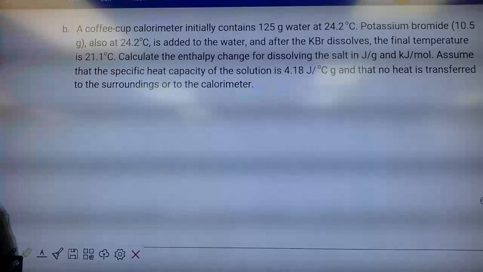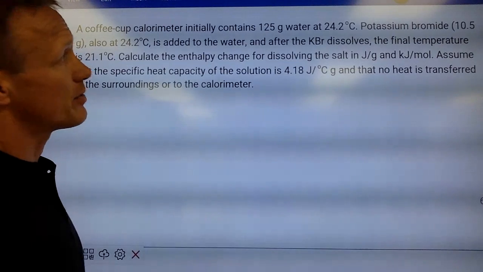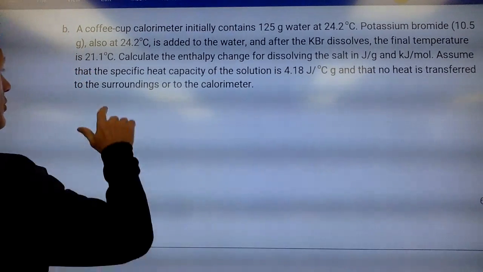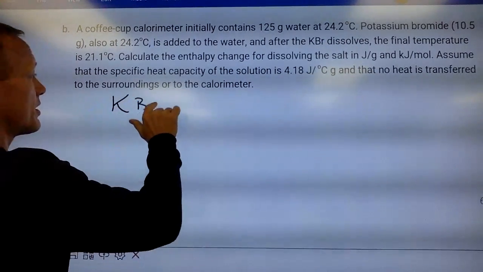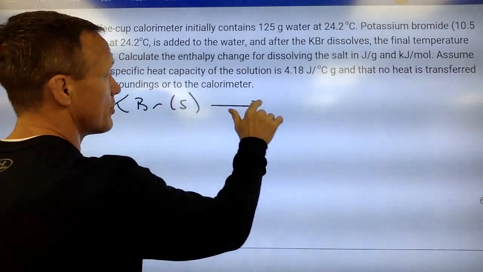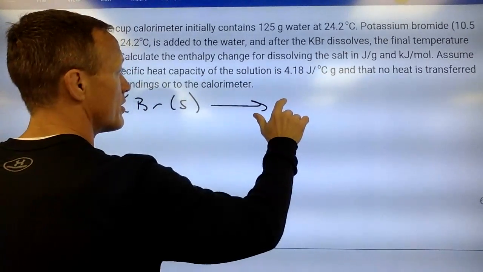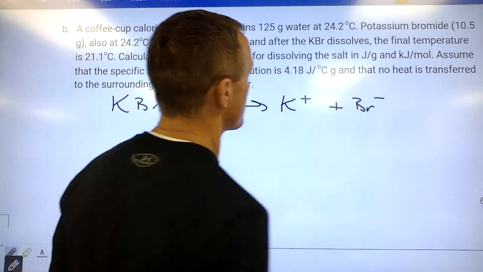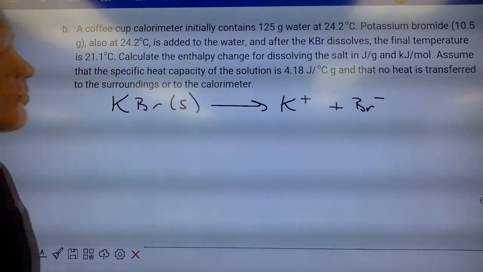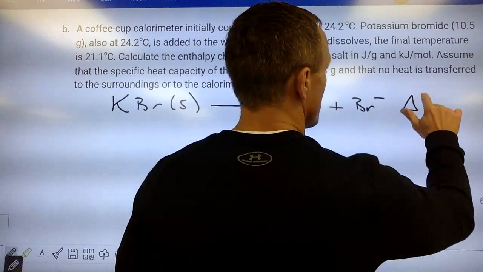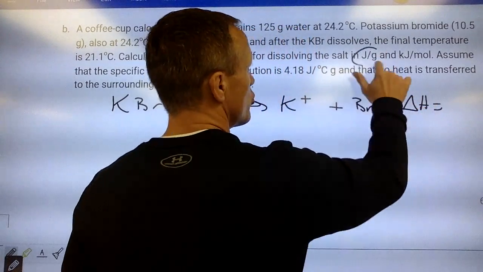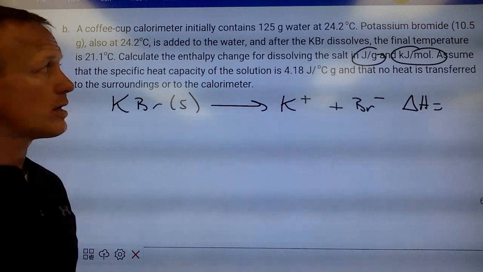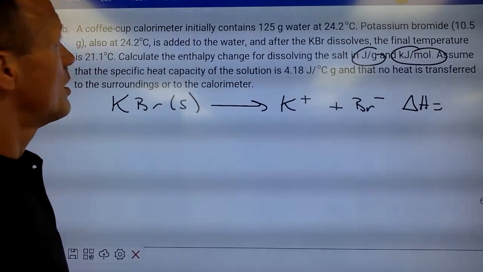So you've got a coffee cup calorimeter with 125 grams of water in it, and they're adding in 10.5 grams of potassium bromide, and then the KBr is just dissolving. So some KBr solid is just going into water and dissolving, making K plus ions plus Br negative ions. We want to know the enthalpy change for this in joules per gram and in kilojoules per mole.